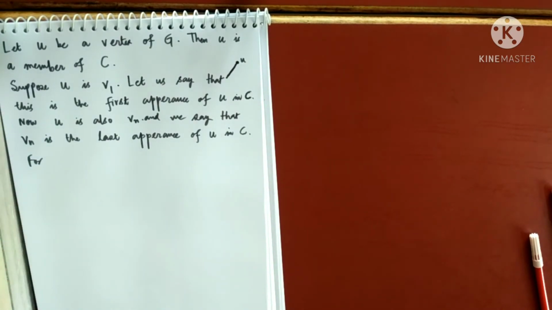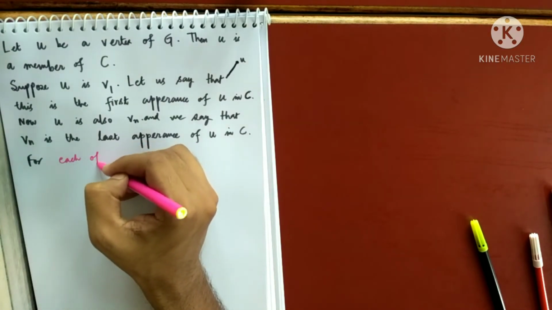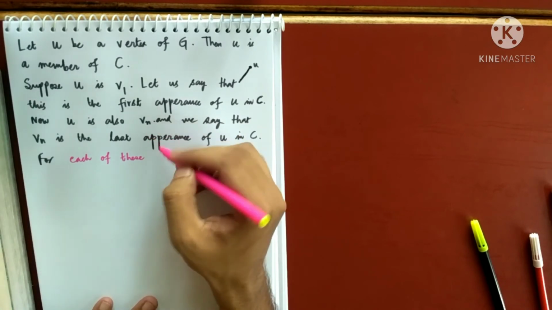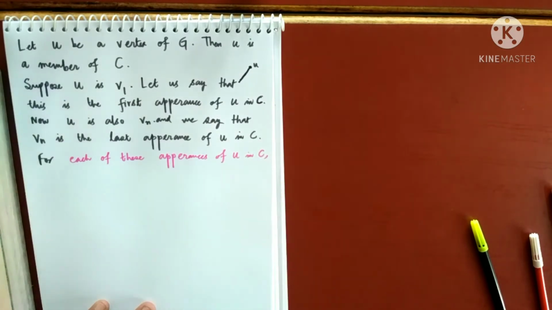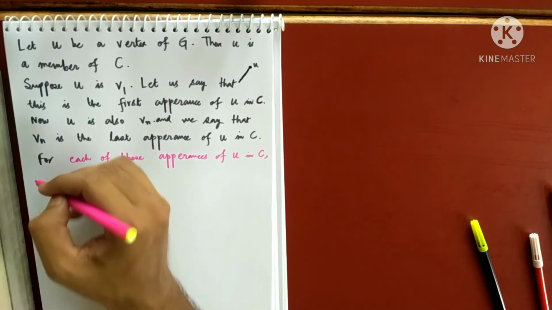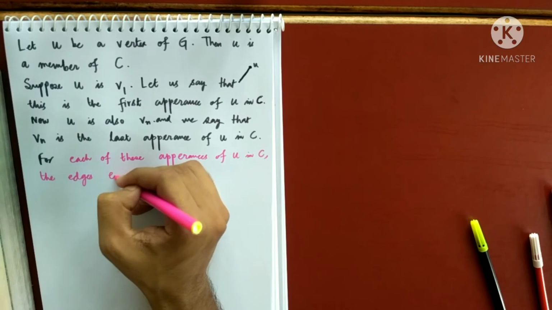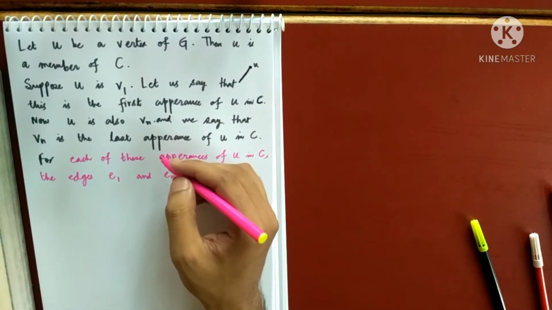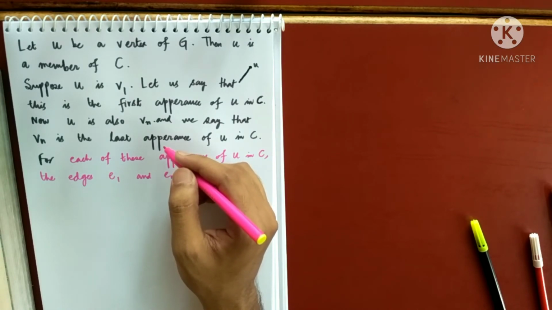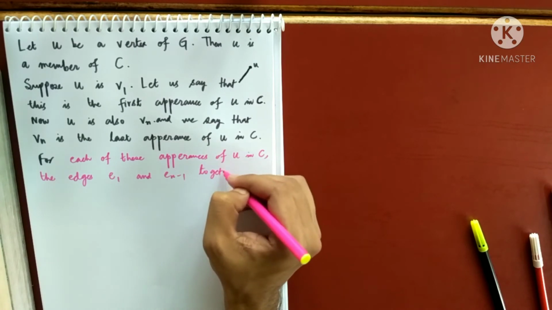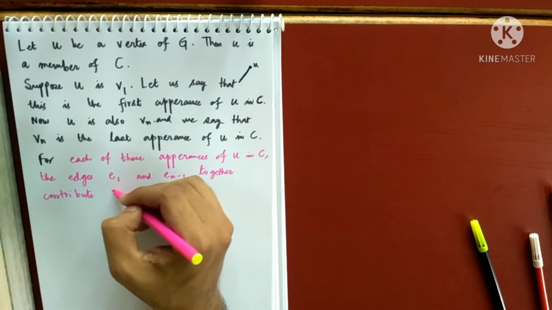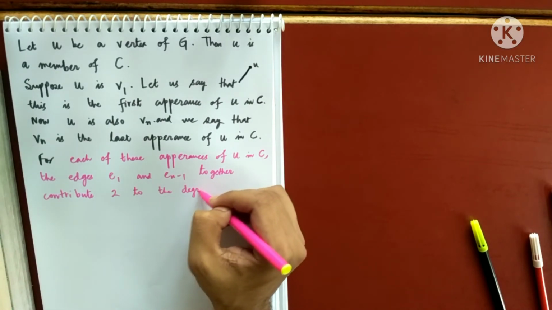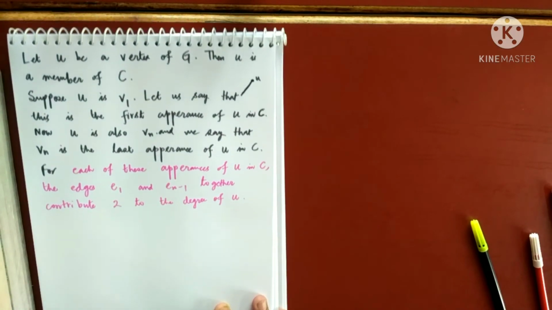For each of these two appearances of U in C, the edges E1 and En minus 1 together contribute 2 to the degree of U. Did you get my point or no?